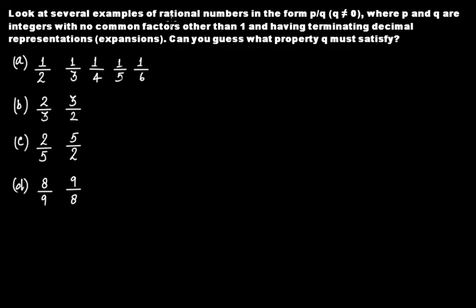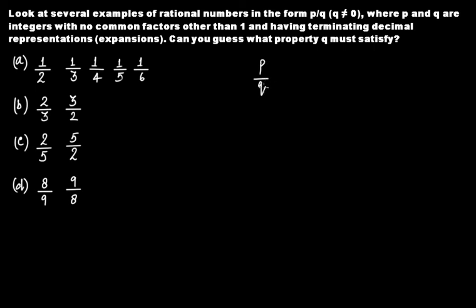Look at several examples of rational numbers in the form p by q, where q is not equal to 0, where p and q are integers with no common factors other than 1 and having terminating decimal representations or expansions. Can you guess what property q must satisfy? A little long question, but don't get scared or afraid of this question. It's very simple. First of all, it's asking of p by q, a rational number where q is not equal to 0 and p and q are integers.